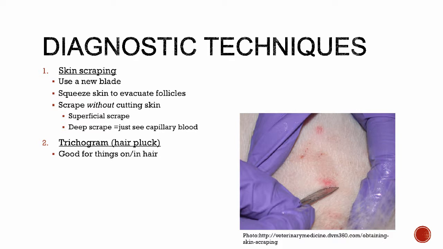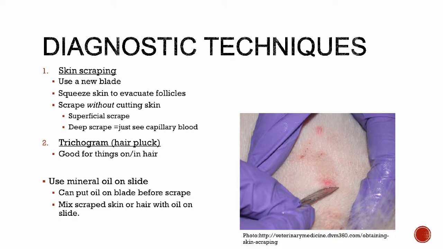You can use hemostats to pull hair out if you don't want to use your fingers. Mineral oil is really what you want to be using. Other types of oil are not very good for this type of thing, and especially if it's colored, it can falsely give you an idea that maybe there's a color associated with the skin, like red for blood, for example, when there really isn't.